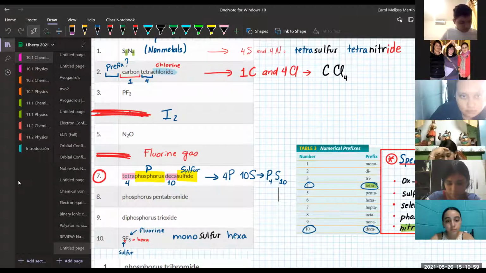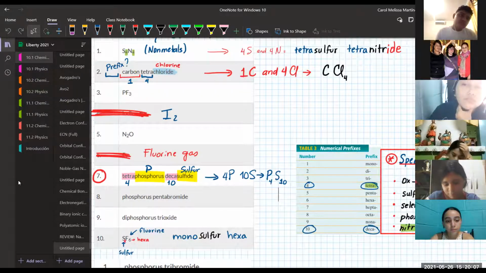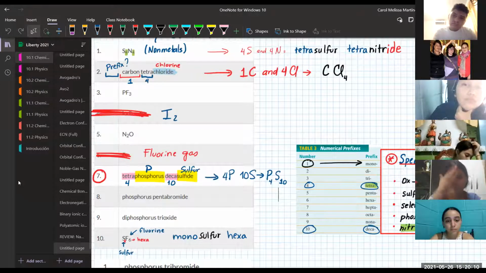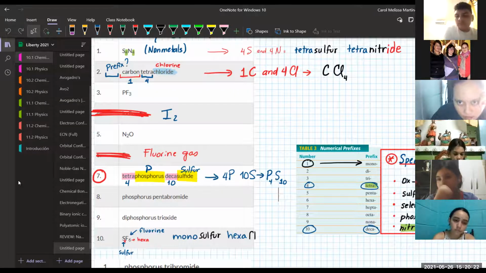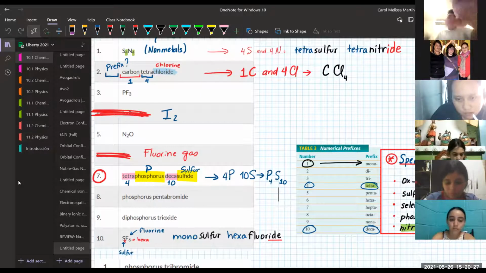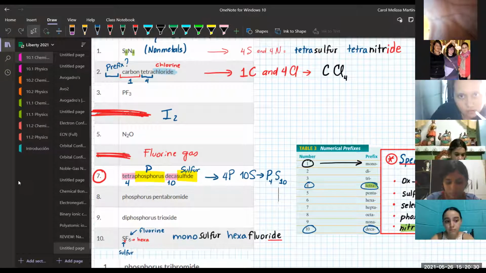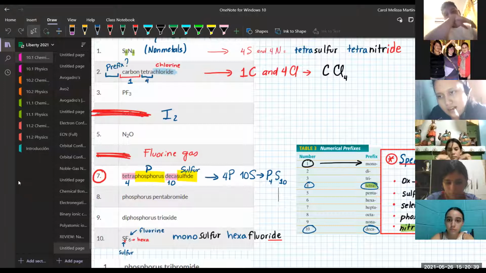Because you don't have a subscript, it means 1. And as you can see, the prefix for 1 is mono. So you might be thinking that this is monosulfur hexafluoride. But the sad part of the story, remember the suffix ide, is that this is one of the exceptions of the rules.